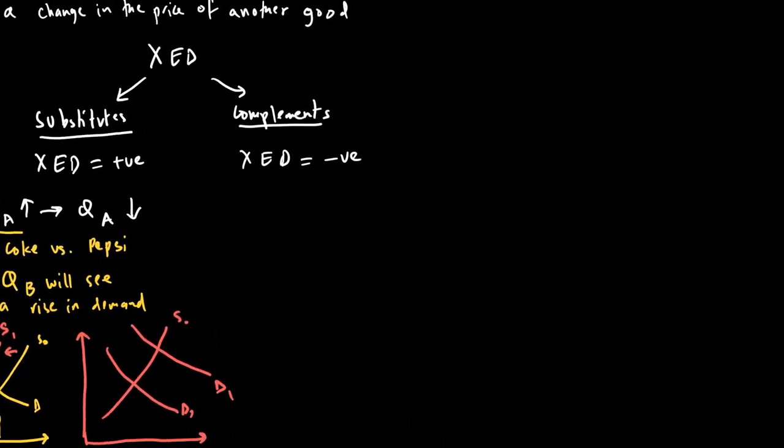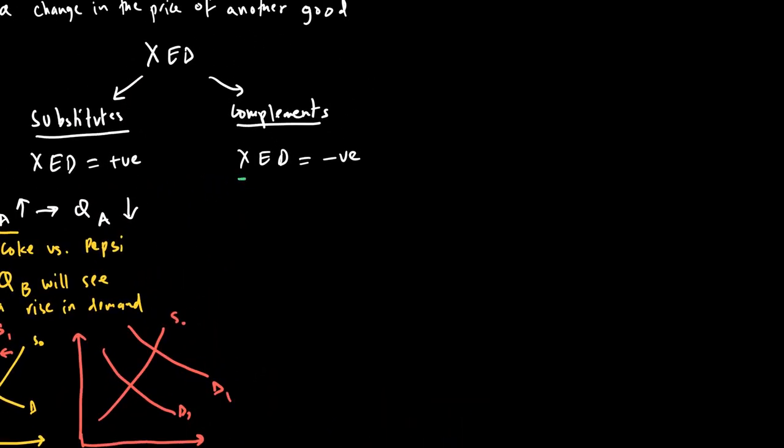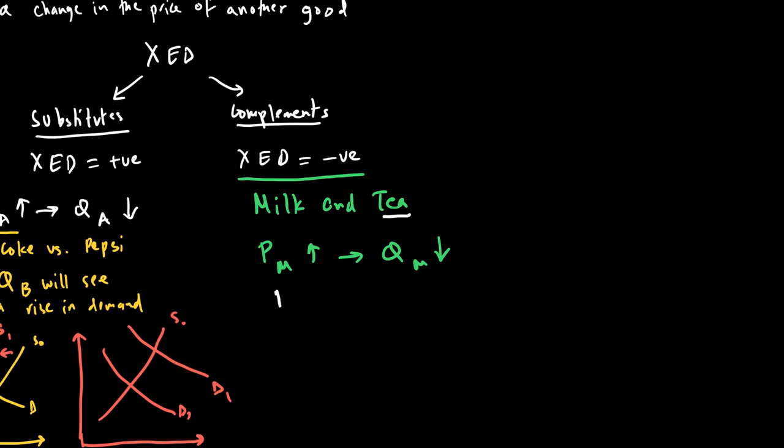Moving on to the complements, we're saying XED is negative. So I can look at an example of milk and tea. If the price of milk goes up, people will buy less of milk. But if the price of milk goes up, people who are using milk in their tea will also now drink less tea. So the demand for tea will fall.